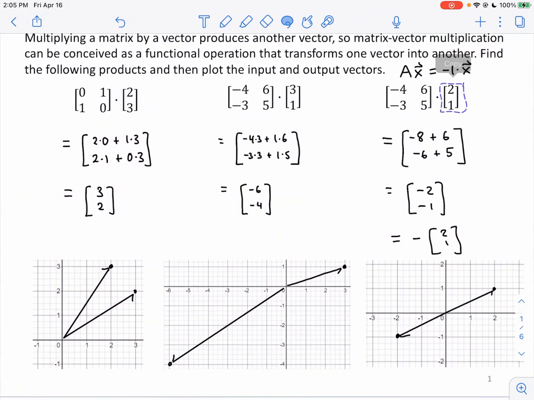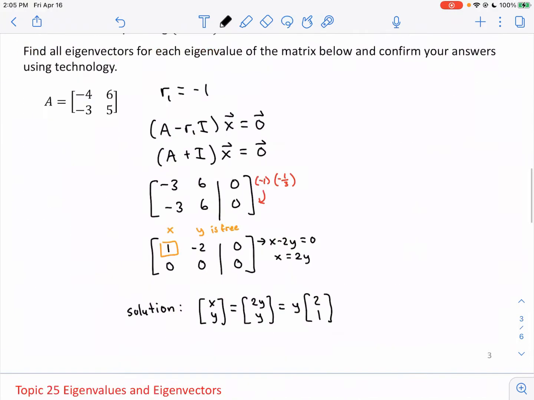So if I start up here with (4, 2) and multiply it by this matrix, you should get -1 times (4, 2). Or if I start with (6, 3) and multiply it by this matrix, I should get -1 times (6, 3). Any multiple of (2, 1), when multiplied by this matrix, will give you -1 times that multiple of (2, 1). Okay, now let's shift focus to the second eigenvalue.